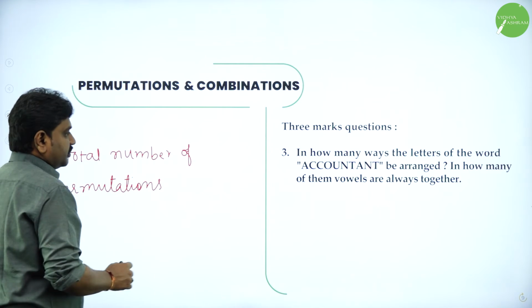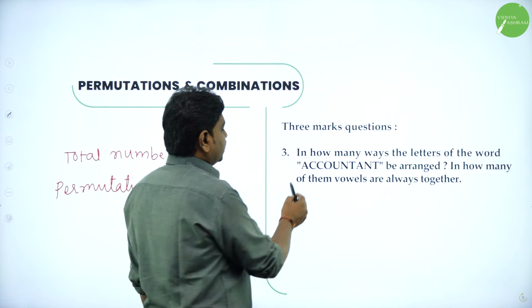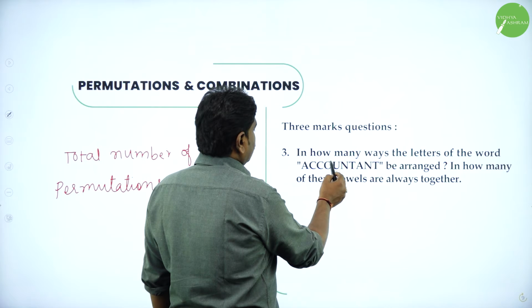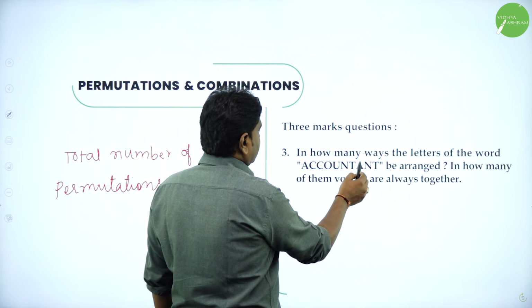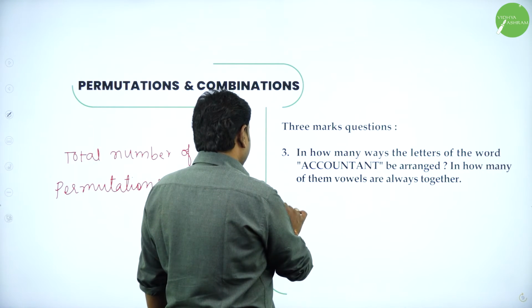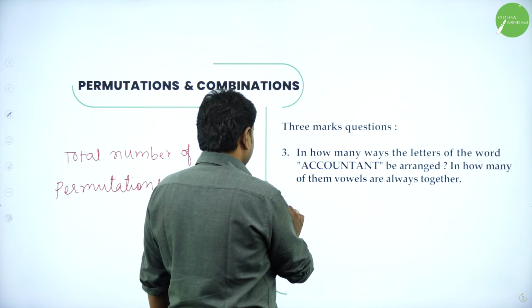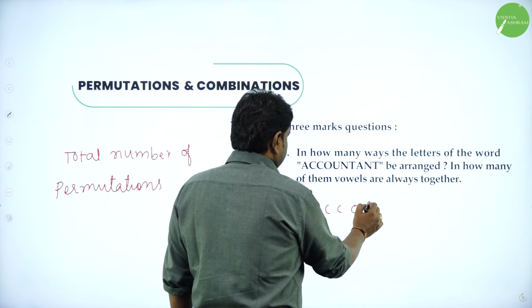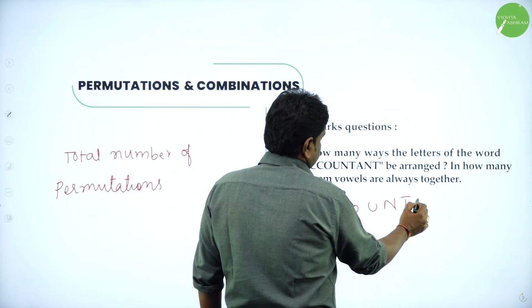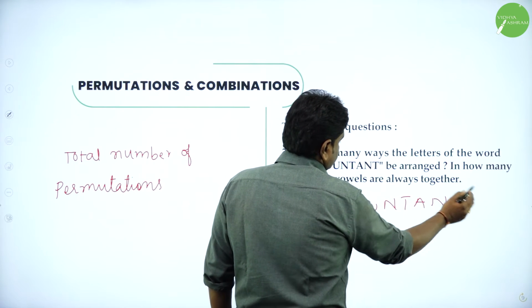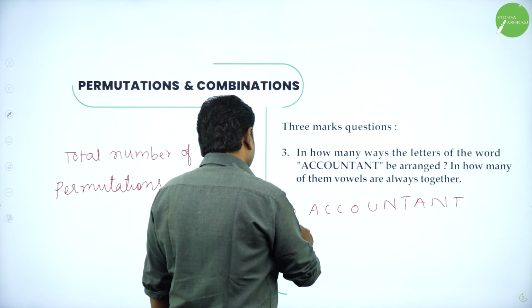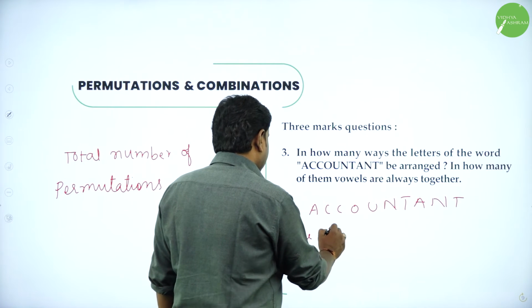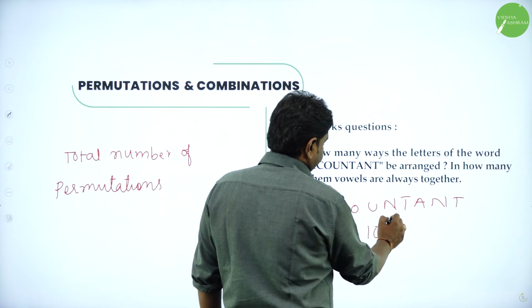Total number of permutations. See, in accountant, how many letters are there? 1, 2, 3, 4, 5, 6, 7, 8, 9, 10. There are 10 letters exactly.